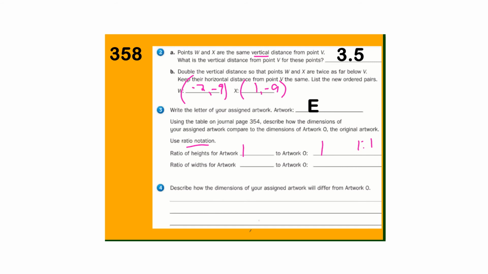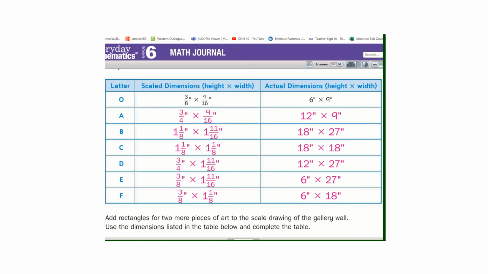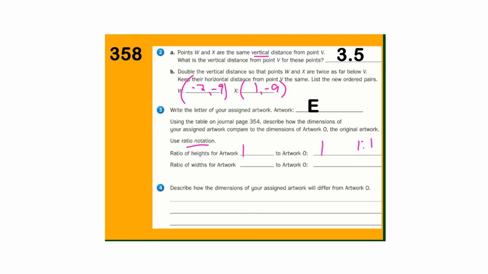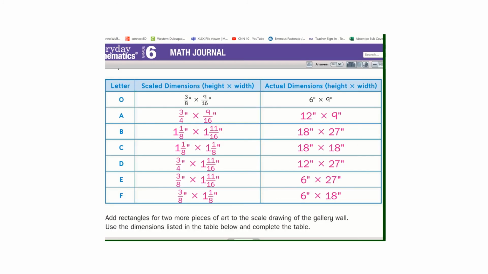The width, if I look at the width, E is 27 and O is 9. So 27 to 9 is 3 to 1, 3 to 1. So you try a different letter, any of those other artworks. I'll put it back on that page and you can pause it then and try a different letter. So go ahead and pause.